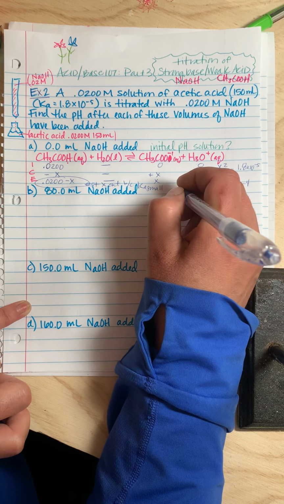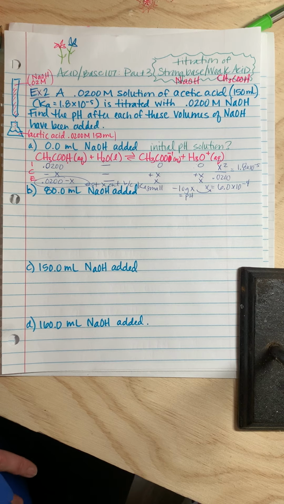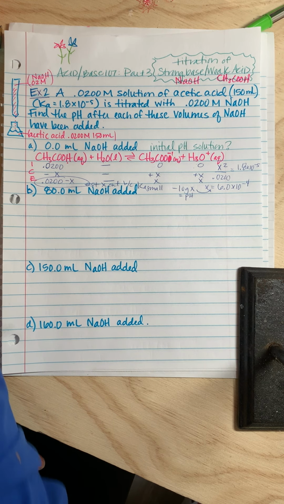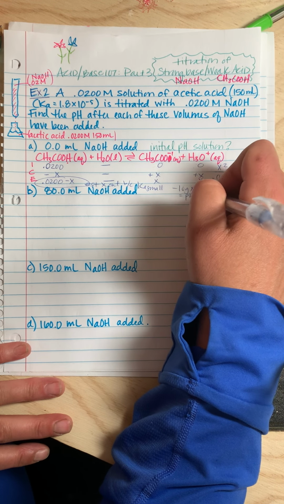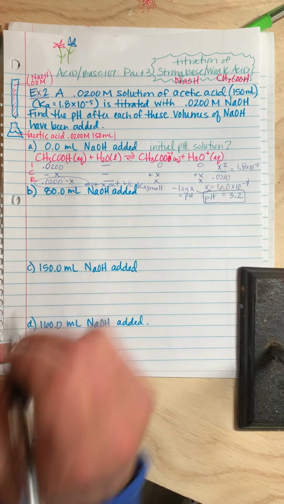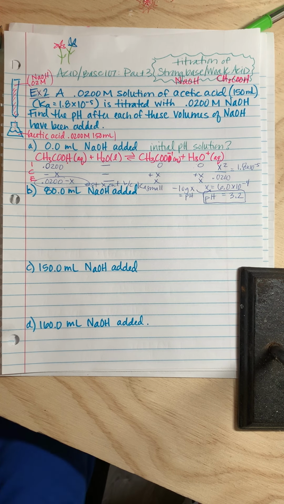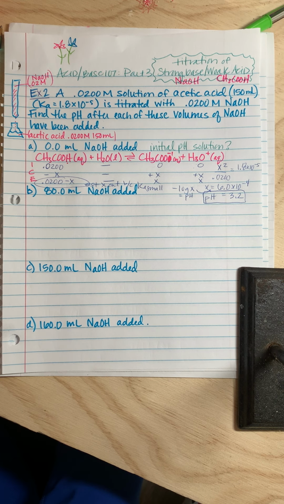So what we're going to do is negative log X, and that's going to give us our pH. So negative log, second answer. And so our initial pH comes out to be 3.2. Okay, so pretty acidic. Not as acidic as our strong acid in example number 1, but still very acidic. So that's our initial pH. You just have a weak acid equilibrium to start with.